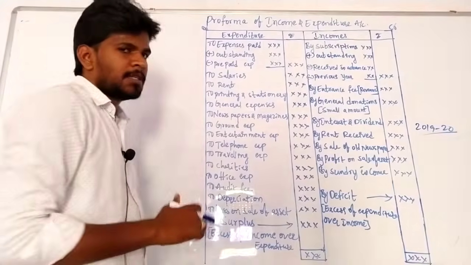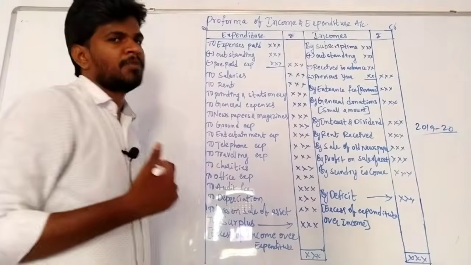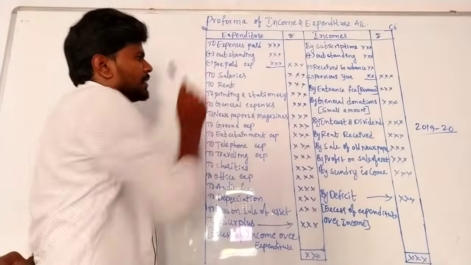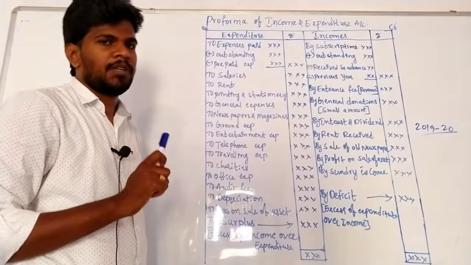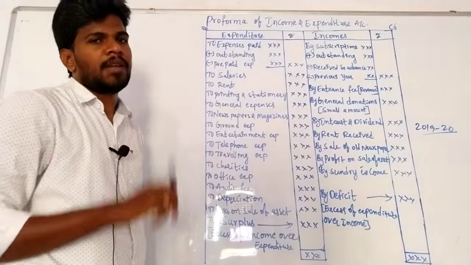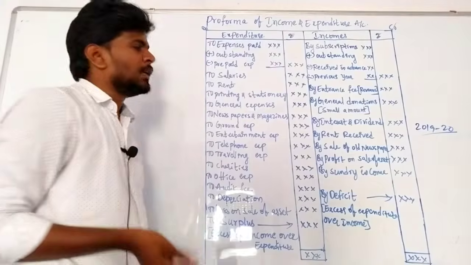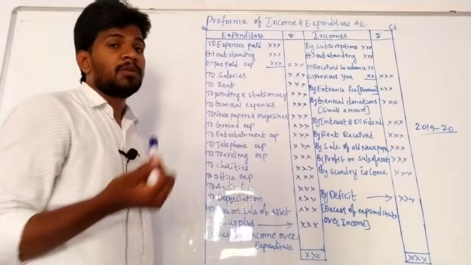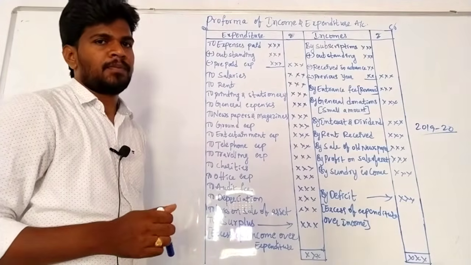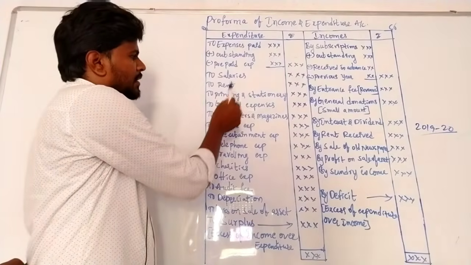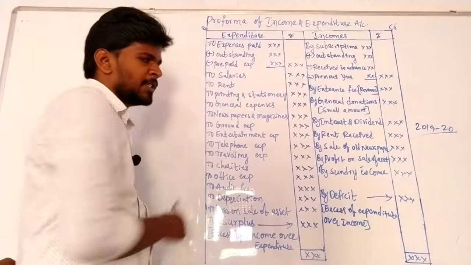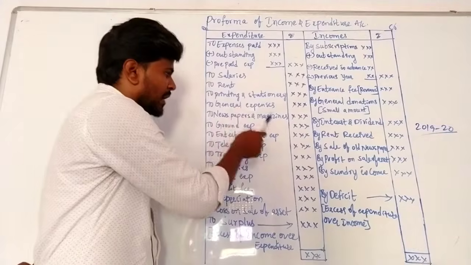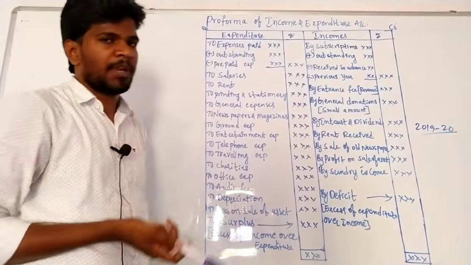Next, we have to consider expenses one by one. Here, salaries, we already know, is also one of the revenue expenditures, regular payments. Only the regular payments we have to consider. Salaries, rent, printing and stationery, general expenses. Is there any newspapers, magazines? Every month we have to pay.